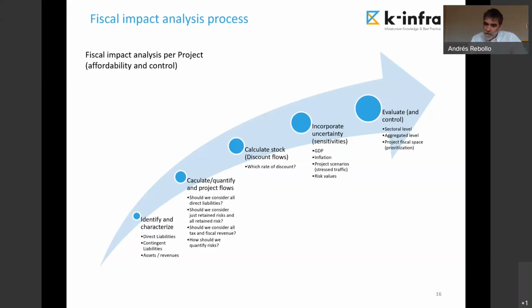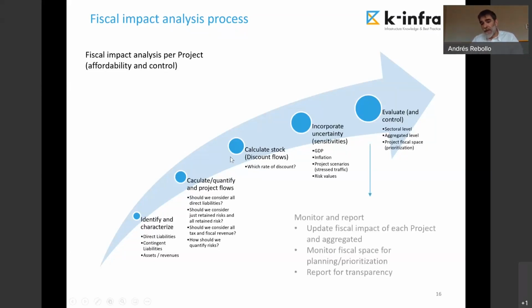And also in the evaluation, I need to think about the fiscal space and the prioritization. I mean, if I do this project, maybe I cannot do these other two projects. Should I prioritize these other two projects and postpone this one or not? Okay, that is project by project, but we need to integrate that in the upstream governance, and we need to monitor each specific project in the reporting system.